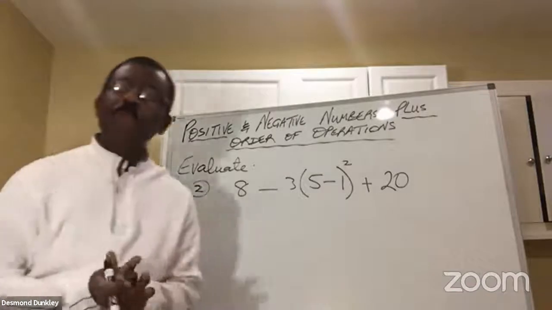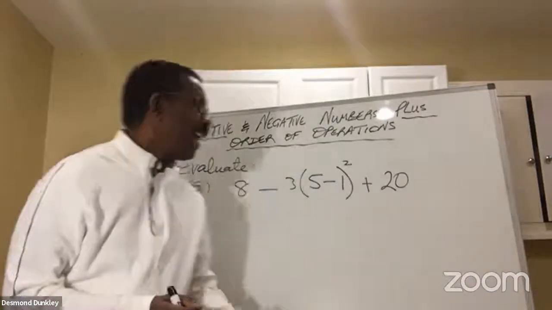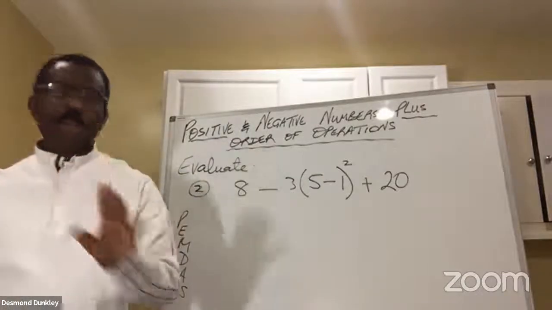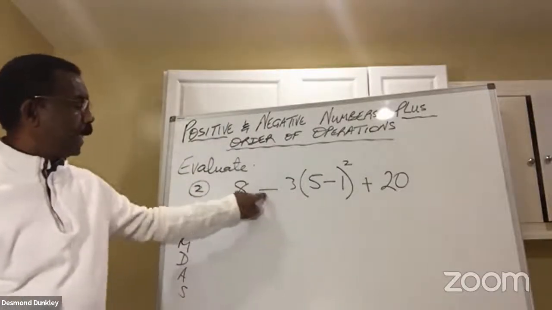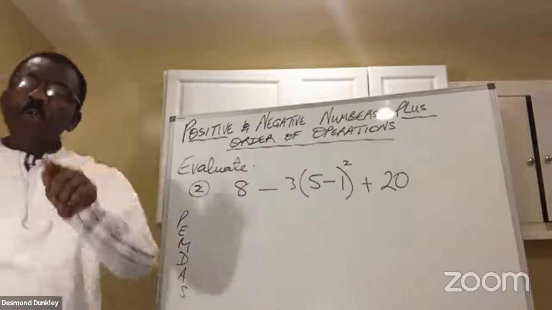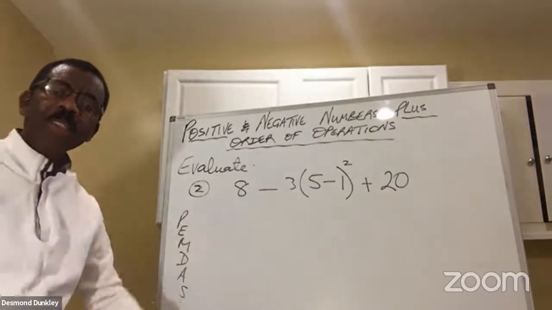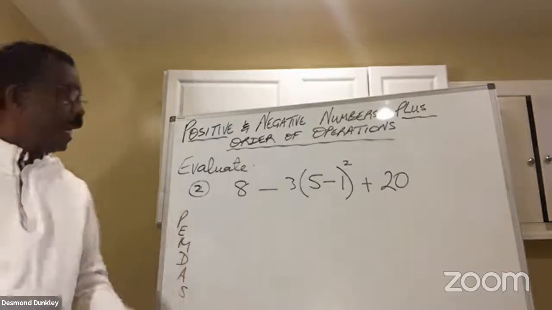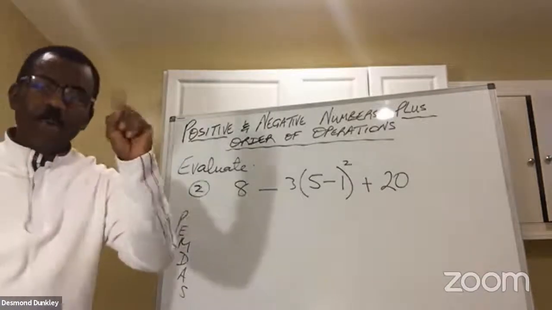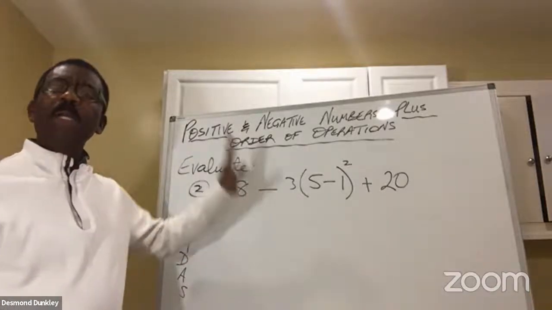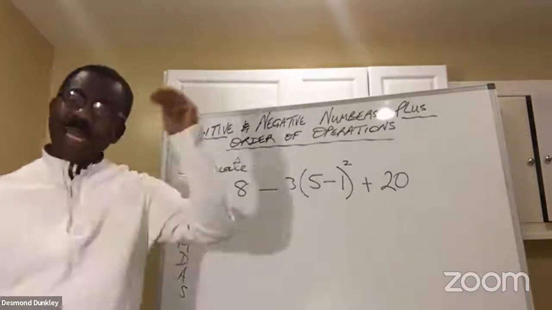I will tell you that over the years of teaching, I've seen students say, oh, 8 take away 3 gives me 5. And they do this first, 8 take away 3. But when you do that, you're breaking all the rules. In other words, you're almost jumping to the last priority, the lowest priority, and taking care of that first. And that's a no-no. This, you don't even do this yet. This can be done later. This has to be done later.